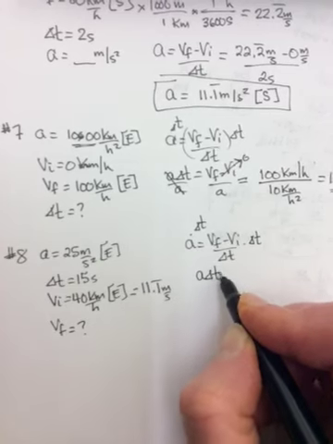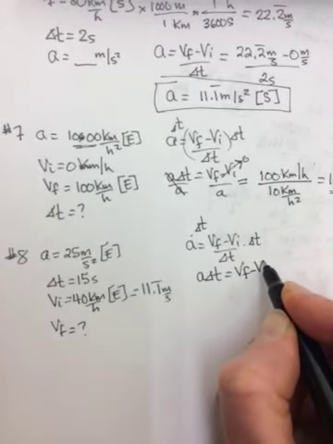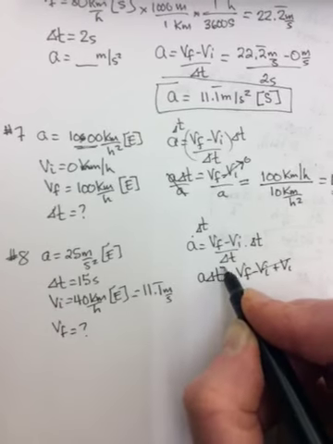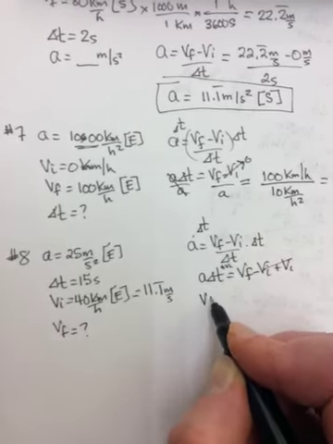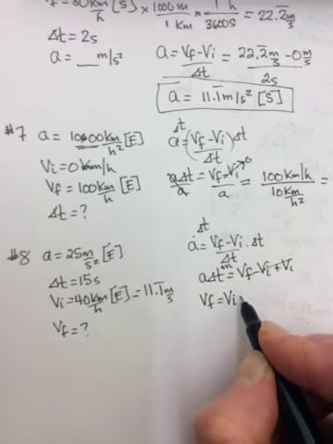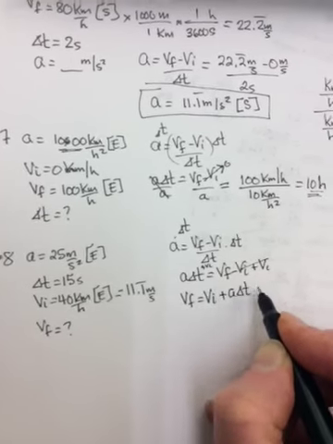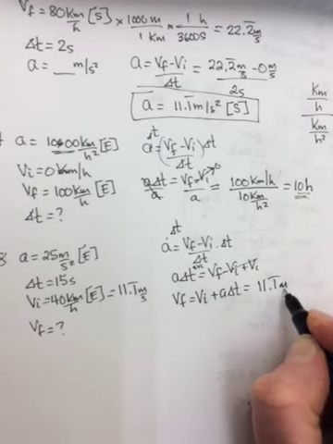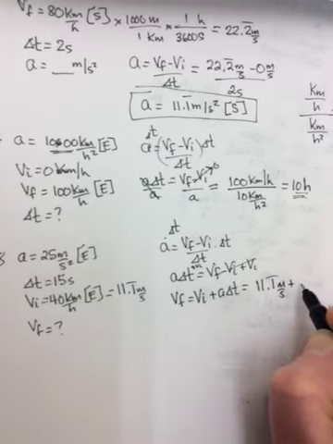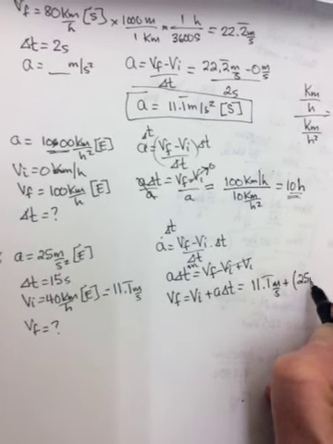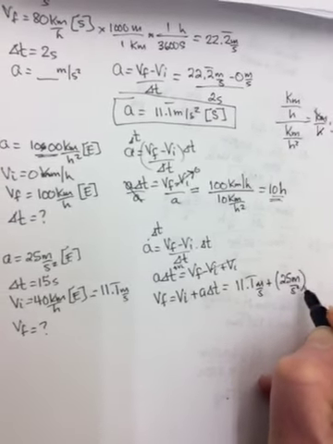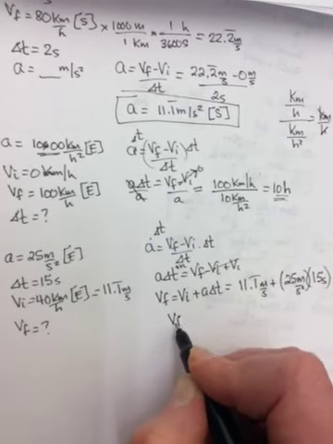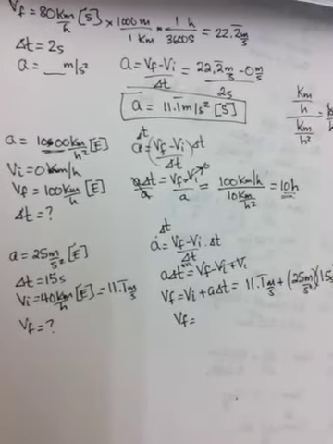So a delta t is equal to Vf minus Vi, and now add Vi to both sides. So it'll disappear here, and it'll become Vf is equal to Vi plus a delta t. So now Vi is 11.1 repeating meters per second plus a, 25 meters per second squared, times 15 seconds. And everything is east, so again, you don't have to worry about negatives.